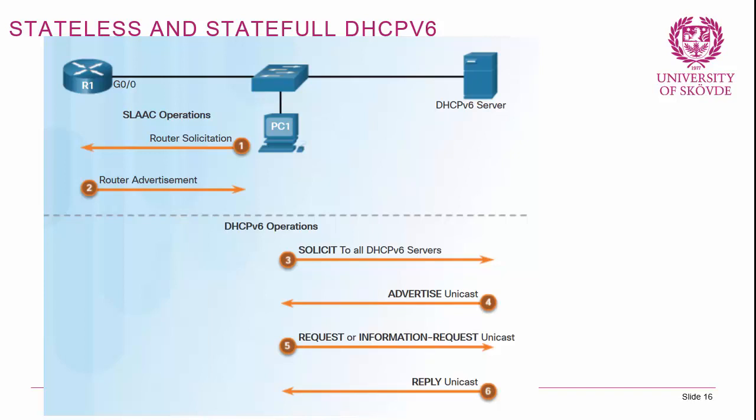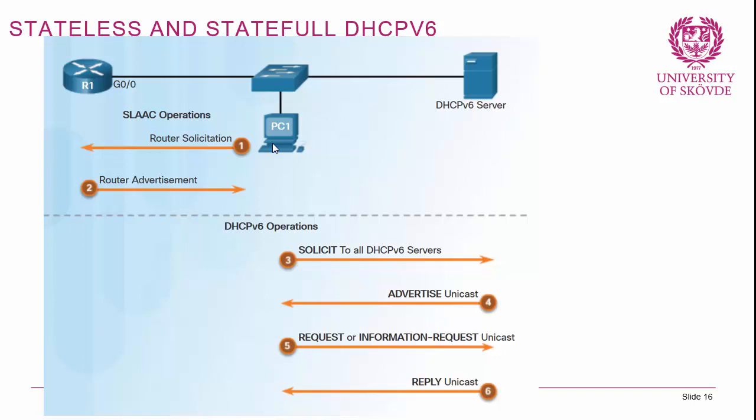So that's it. Looking a little bit at how this would work in action with stateless and stateful DHCP: whenever a PC comes up, what will happen first is that it sends its router solicitation message and then it gets the router advertisement back. And depending on what the router advertisement says, the client may have to get some or all configuration from a DHCP server. Whether it has to get everything or just some, it will send a solicit to all the DHCP version 6 servers, and then it gets an advertise back with the configuration it needs, or the suggested configuration, and it gets this as a unicast. And then it sends a request or an information request in return.